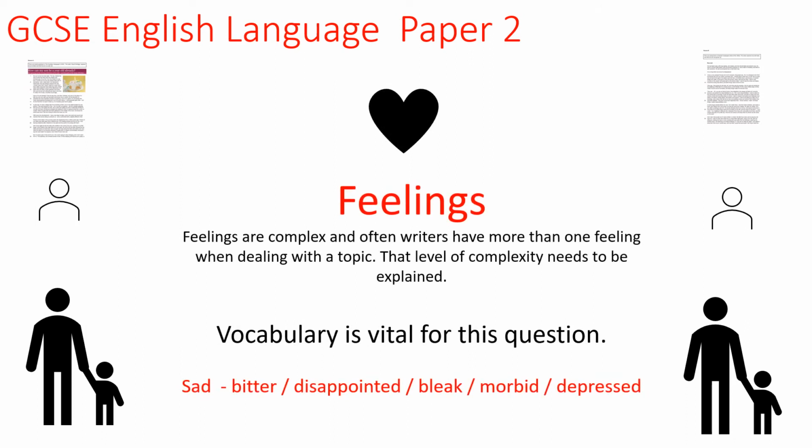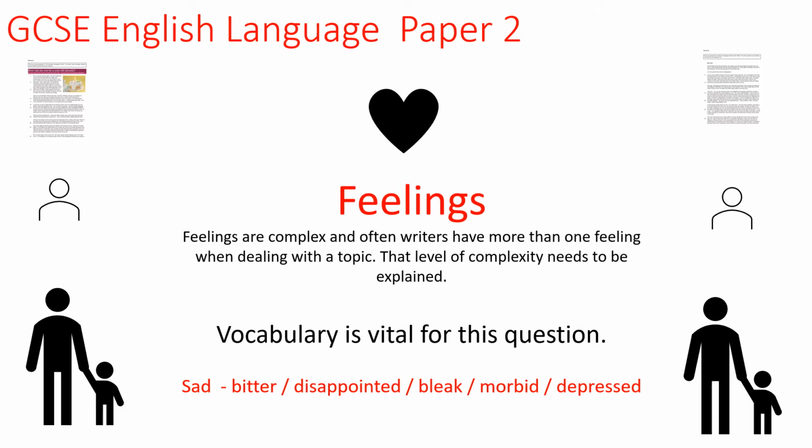The other thing to think about is feelings. Feelings are complex, and writers have more than one feeling when dealing with a topic. And that level of complexity needs to be explained. And that's why vocabulary is vital for that question. Because really, we might say, well, the writer is sad about this. But actually, with words, there are better words to describe different feelings. And actually, you're at an age now where you can use different words to describe different feelings. And it's the different feelings that are going to help you explain.